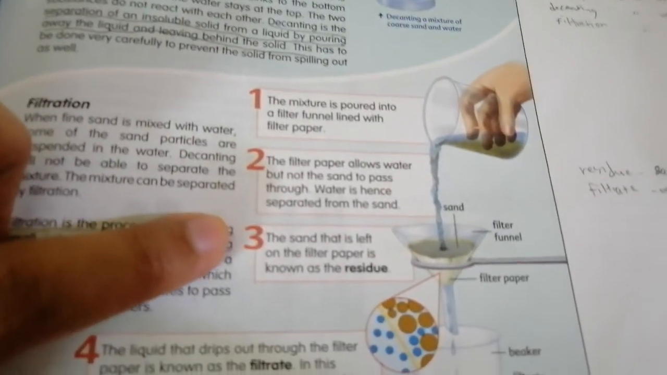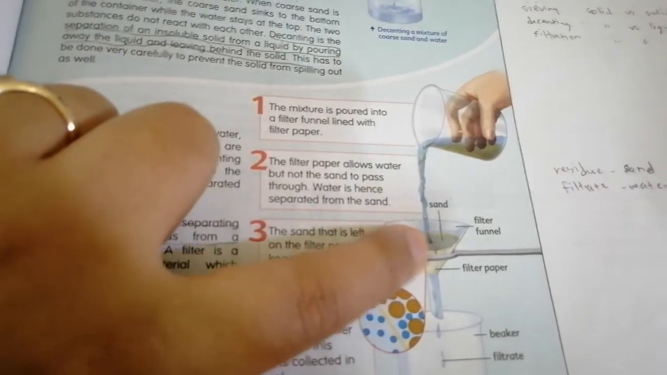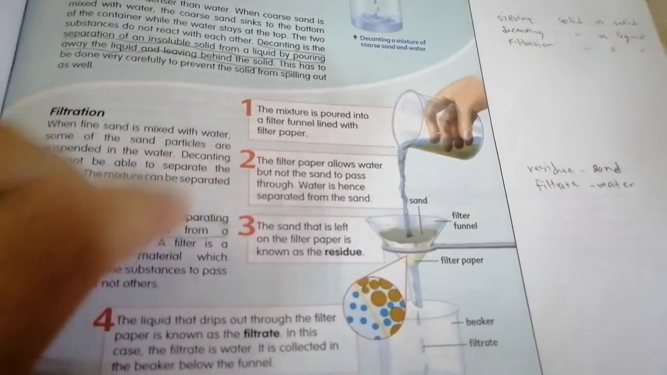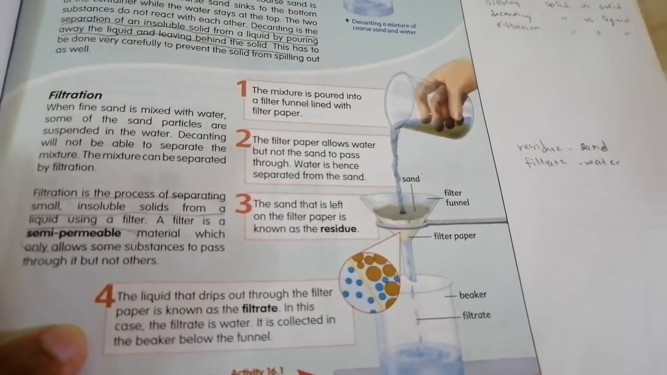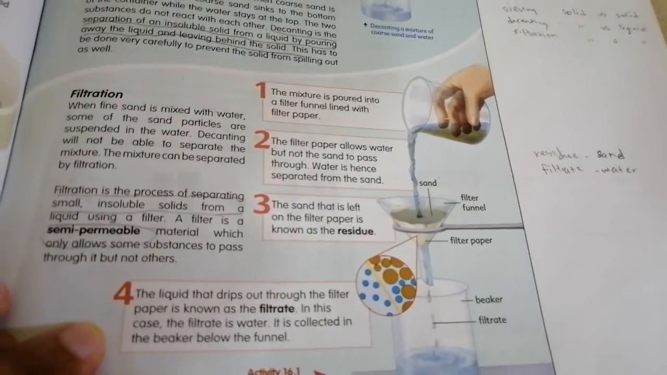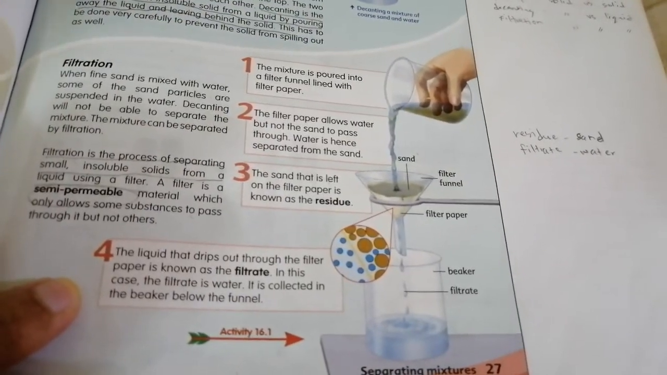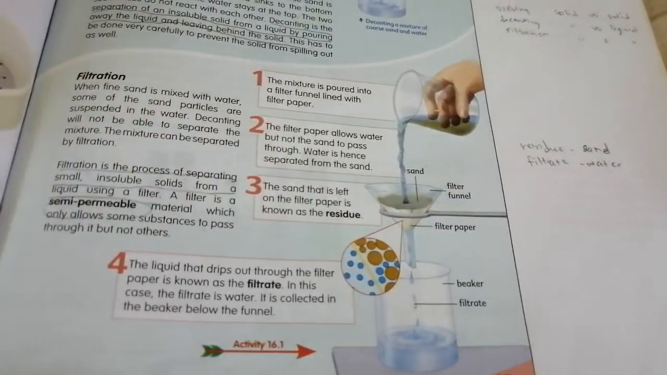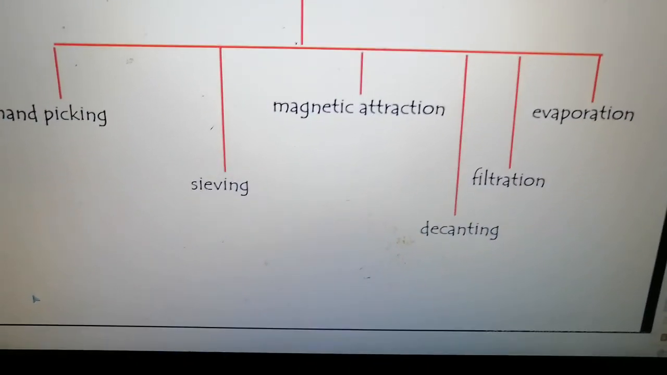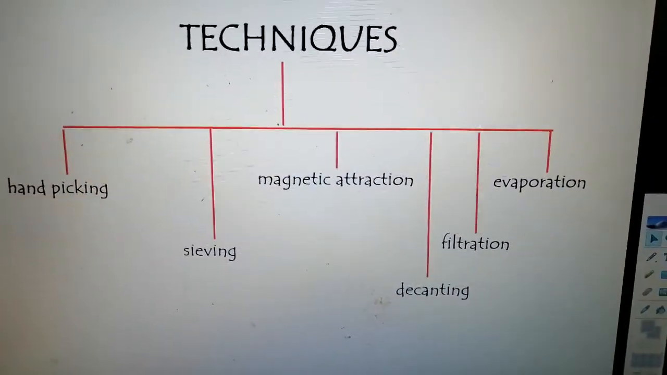The sand that is left on the filter paper we call residue. The liquid that drips out through the filter paper is known as filtrate. In this case, the filtrate is water. It is collected in the beaker below the funnel. So this one is the filtrate, and this one we call residue. Understand? Let's move on to the next technique, which is evaporation.